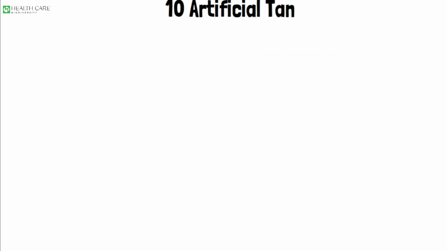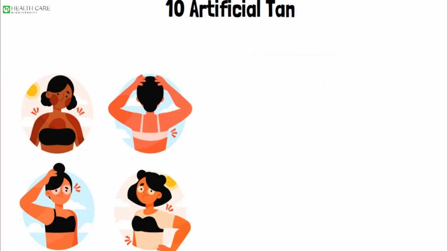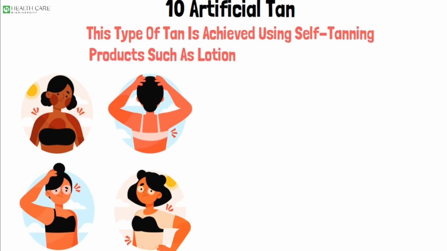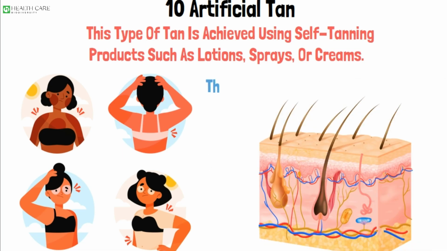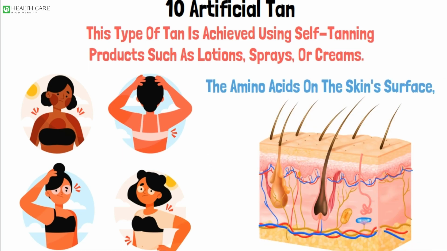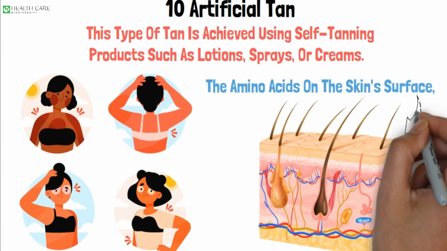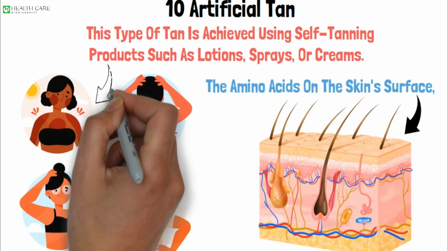Artificial tan, also known as a fake tan or sunless tan. This type of tan is achieved using self-tanning products such as lotions, sprays, or creams. These products contain dihydroxyacetone, DHA, which reacts with the amino acids on the skin's surface, producing a temporary tan color.